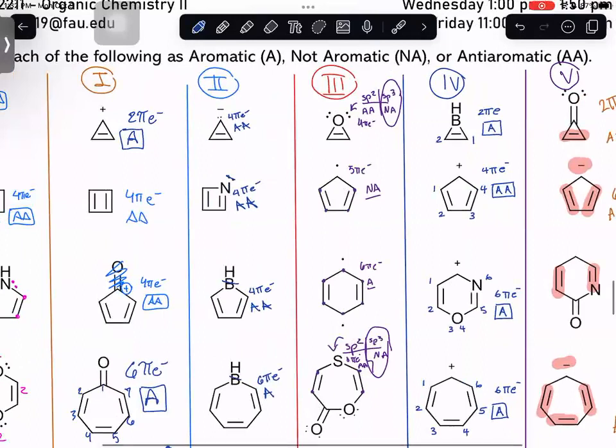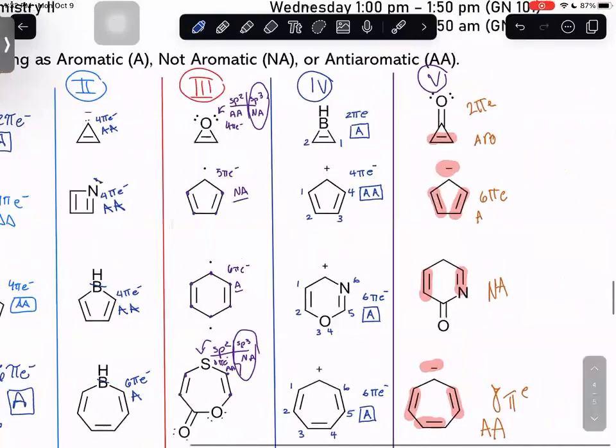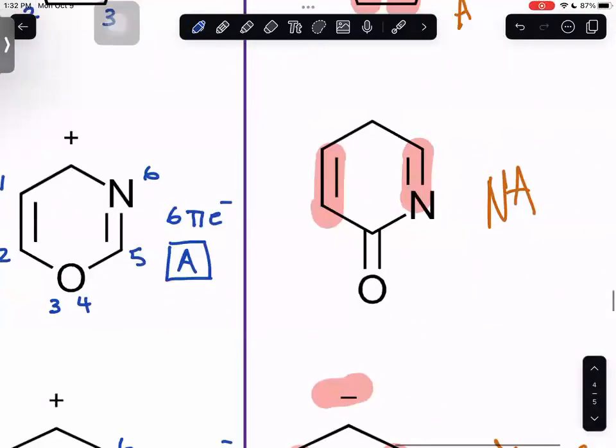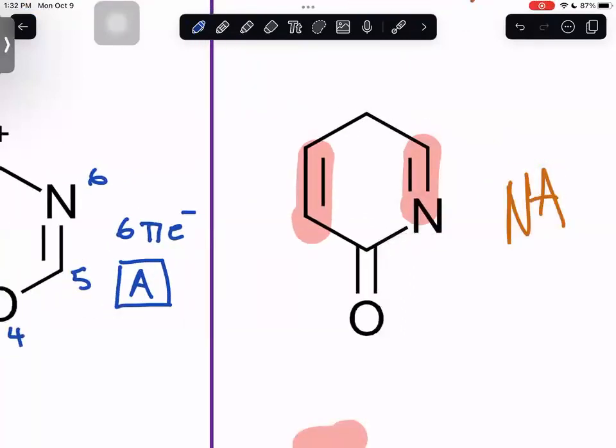The third one, and which one? Oh, to the right? This guy. So this guy is non-aromatic because it's not fully conjugated. That carbon at the very top, it's sp3. So as soon as we break one of the rules, non-aromatic. Okay. Yes.